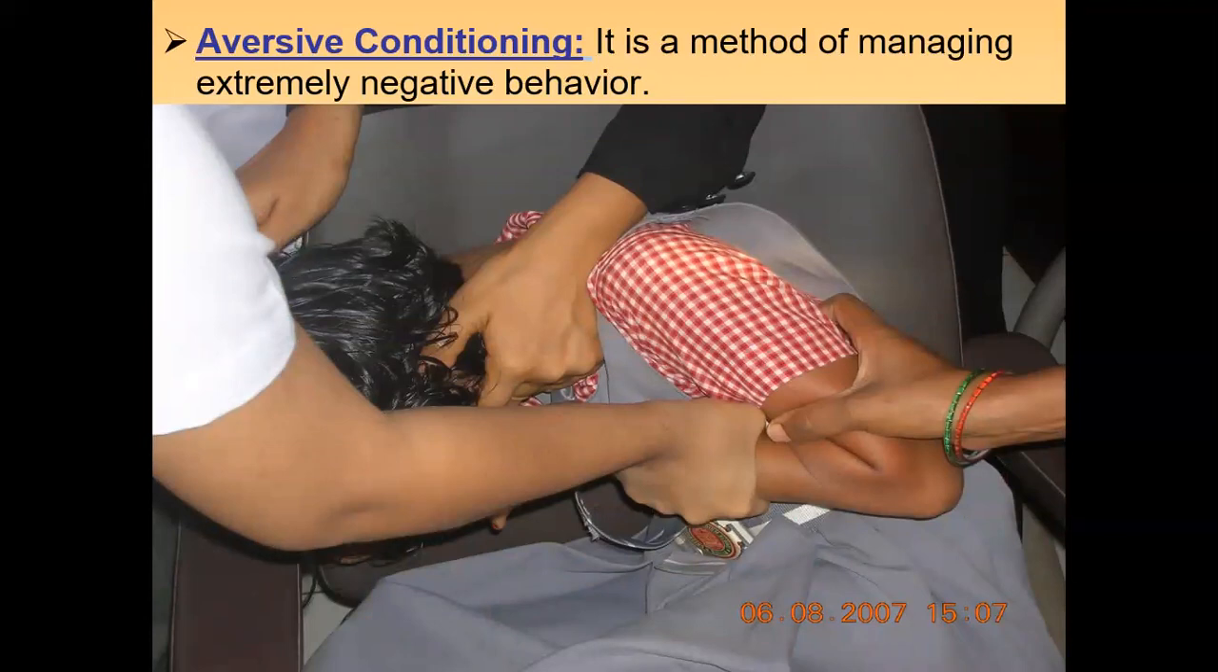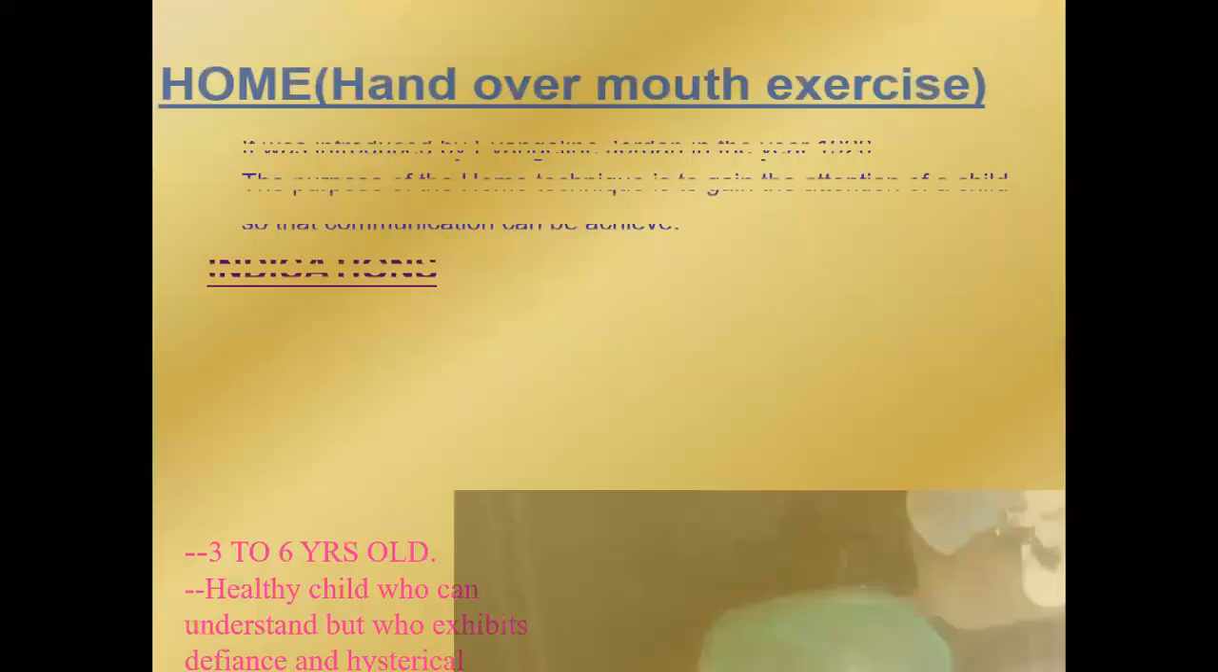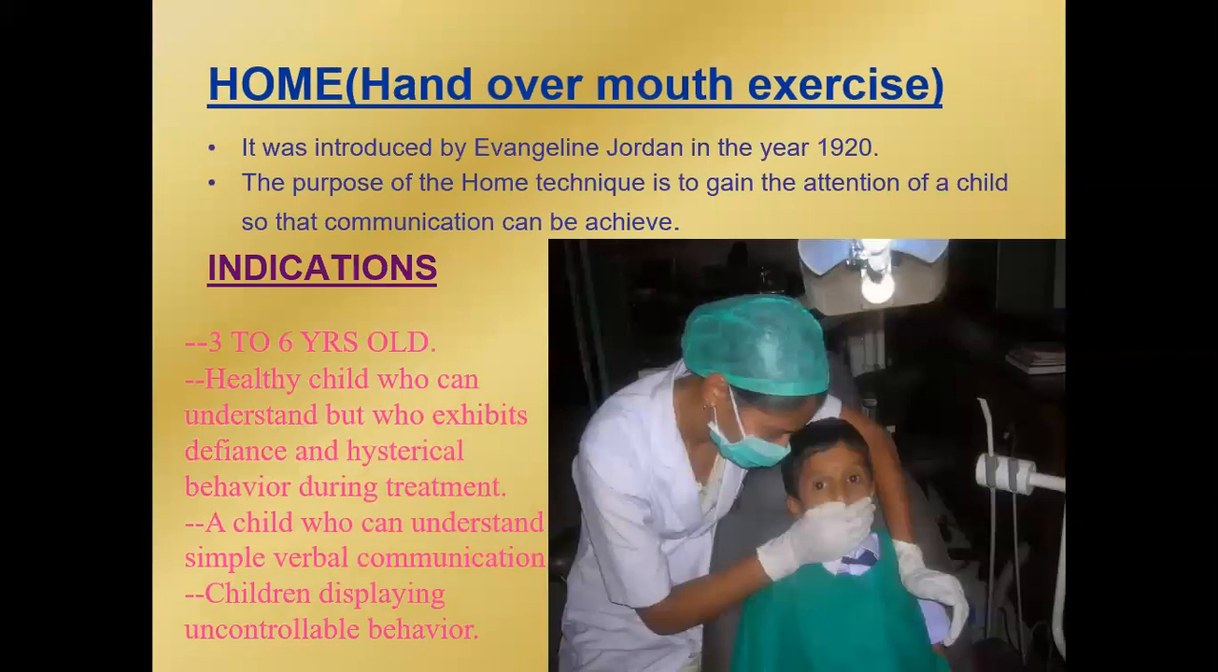Next is the aversive conditioning. Aversive conditioning, again, has been asked as a short note. It's a method of managing an extremely negative behavior. So you can see the child is sitting, 4 or 5 people are holding, but he's not ready to open her mouth. So what comes under this? First you will do voice control, and if the child is still not going to sit, you will start doing HOME, that is hand over mouth exercise.